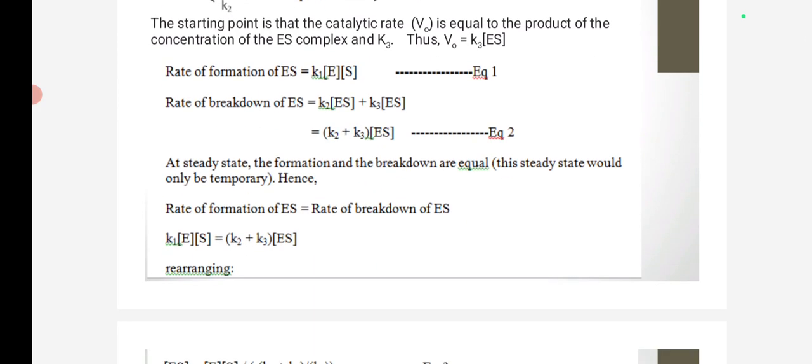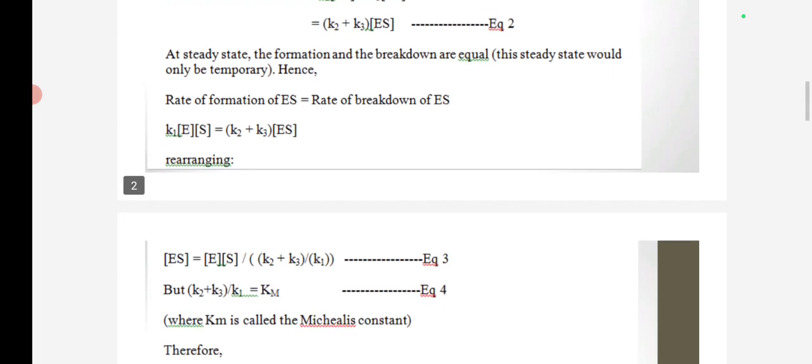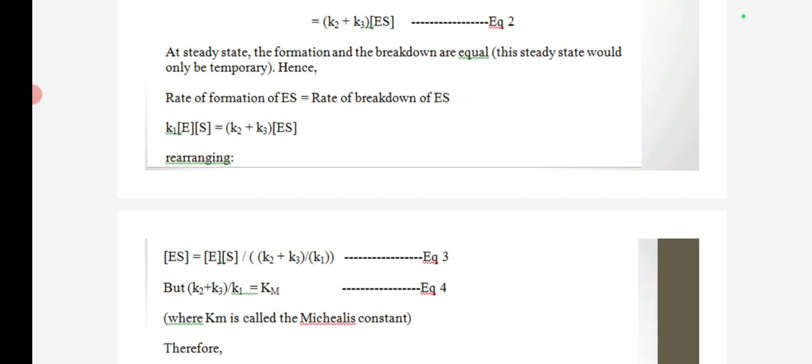At steady state condition, for the formation and breakdown of enzyme-substrate complex, the rate of formation of enzyme-substrate complex equals the rate of breakdown of enzyme-substrate complex. Now we substitute both: K1 times enzyme concentration times substrate concentration equals K2 plus K3 times enzyme-substrate complex. Here this equation we rearrange.